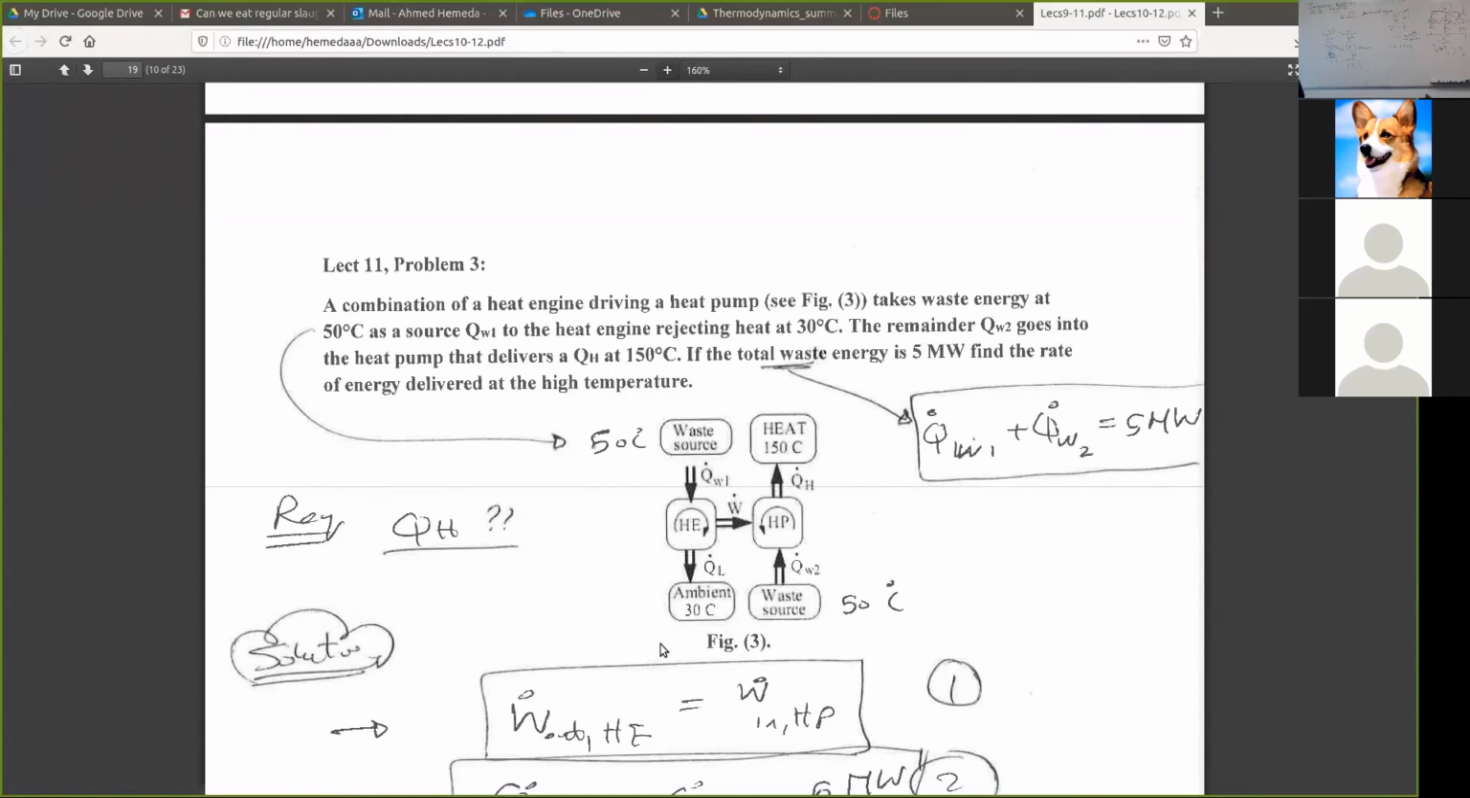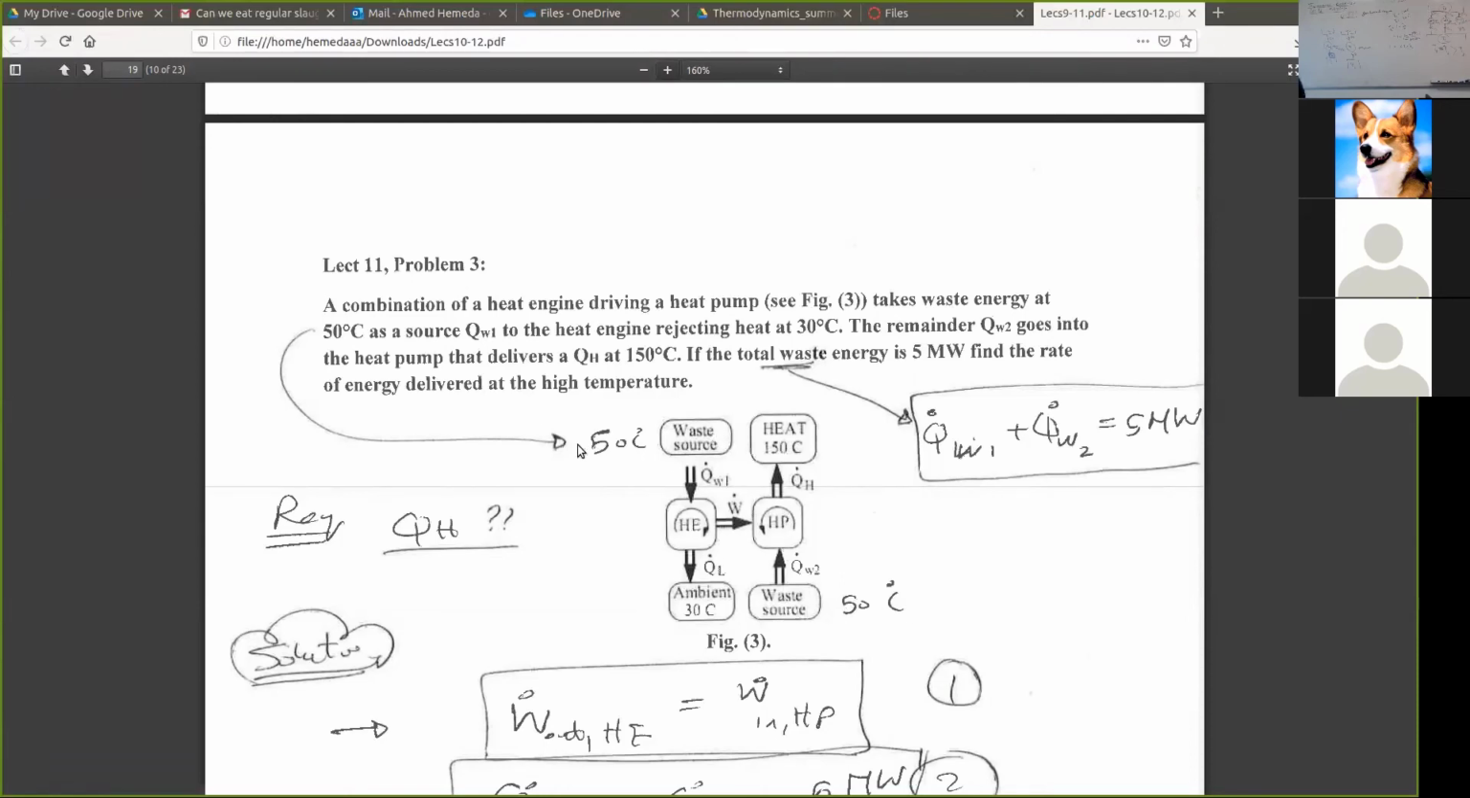Okay, guys. The remainder, Q W2, which is here, goes to the higher energy, which is Q high. If the total waste energy was 5 megawatts, so the waste energy here, W dot 1 plus W dot 2, equals 5 megawatt. So we have waste energy here, let's say Q W1, and here Q W2. This is waste energy and this is waste energy.